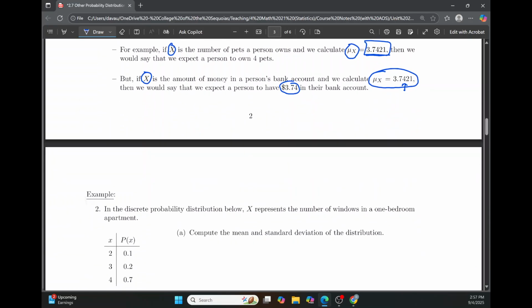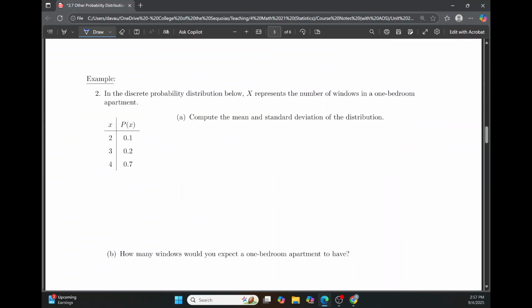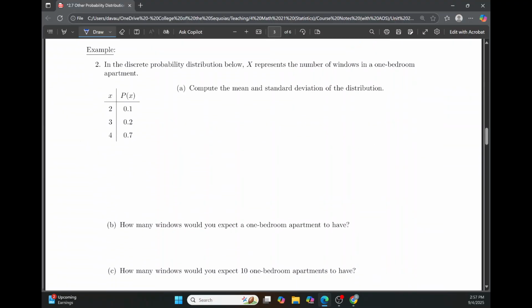Alrighty. Let's look at another example. This one says, in the discrete distribution below, x represents the number of windows in a one-bedroom apartment. Part A says to compute the mean and standard deviation of the distribution.